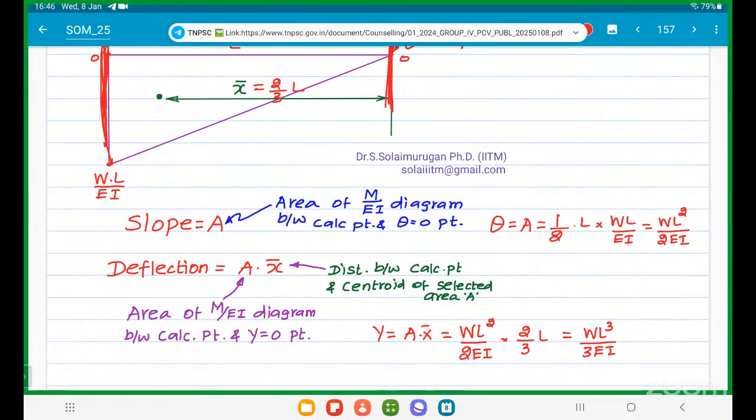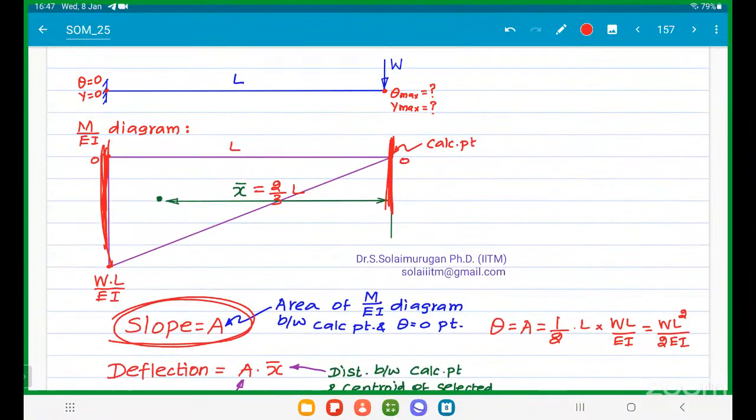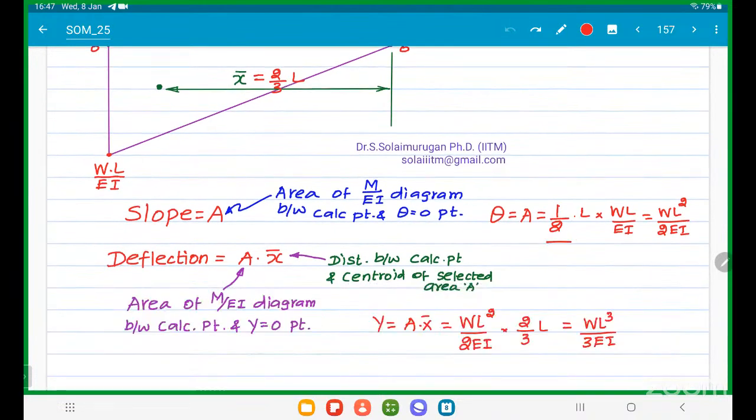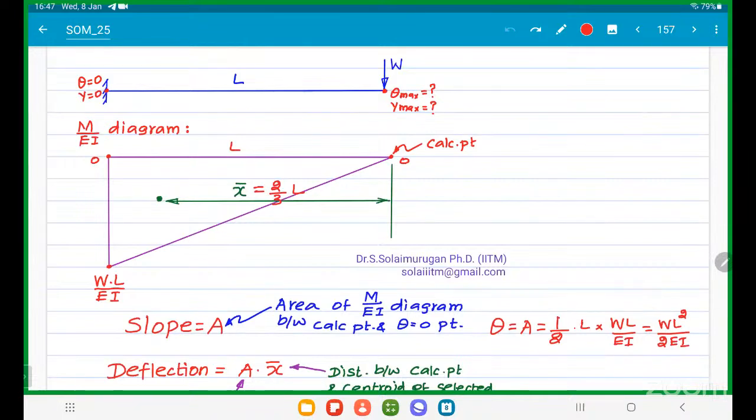Simply I am saying slope is equal to A. A means what? Area. Which area? Area of the M by EI diagram between the calculation point and the slope equal to 0 point. What is the area? Of B into H. So W L square by 2EI is the slope, the maximum slope for this first case. Slope is ready.